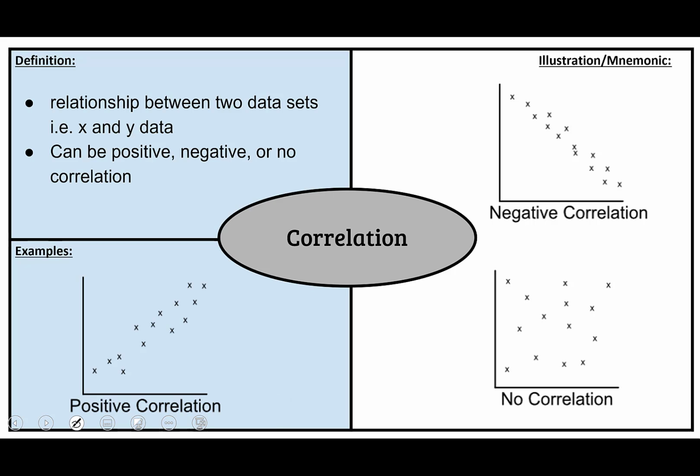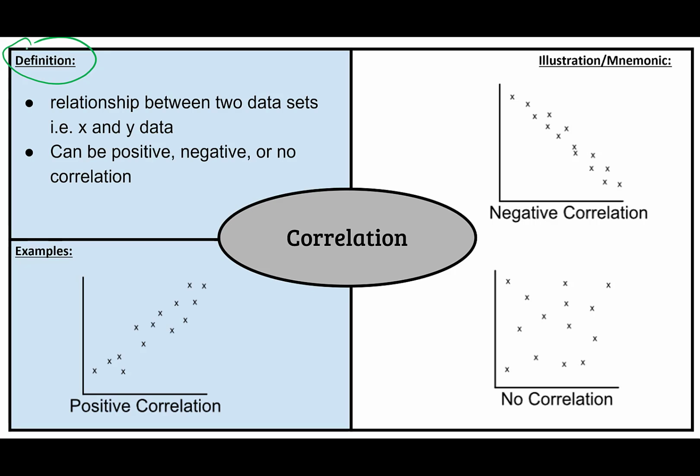Correlation is defined as the relationship between two data sets. For example, an X and a Y data. Obviously, X and Y data are what we're typically going to be working with when we graph data points on a coordinate plane. Correlation can be positive, negative, or there can be no correlation. So those are the three main players that we need to try to look for.